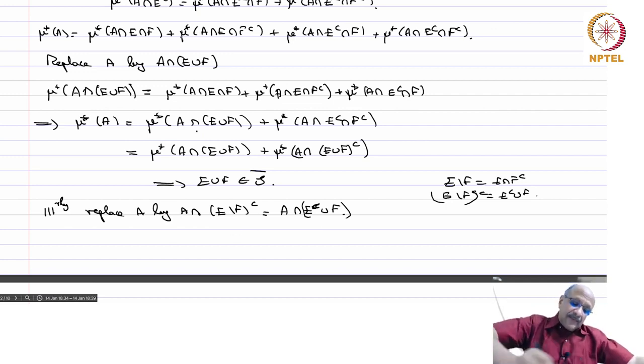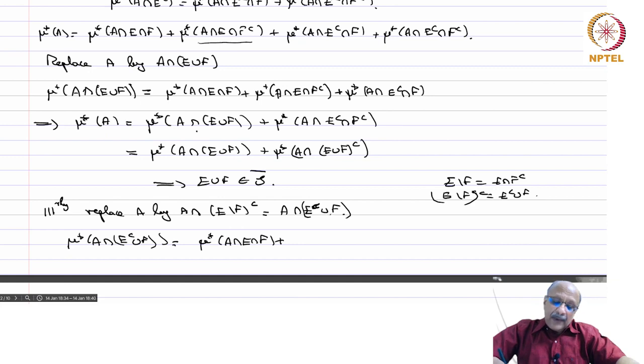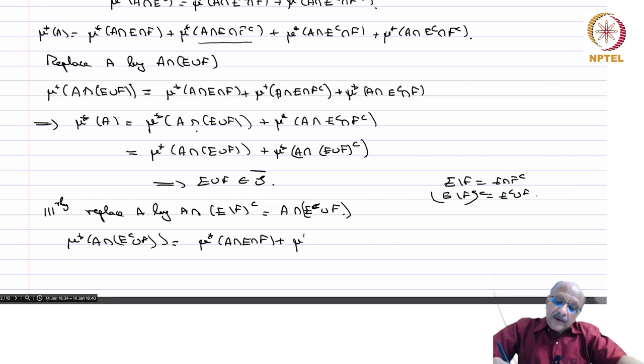So now we replace it again in that relationship. So then you get that mu star of A intersection E complement union F equals, so you will get mu star of A intersection E intersection F plus, the second term won't come because you have E intersection F complement in this term here, and here you have E complement and F, which are the complement. So both terms will give you empty set, so that term will drop out, plus mu star of A intersection E complement intersection F plus mu star of A intersection E complement intersection F complement.